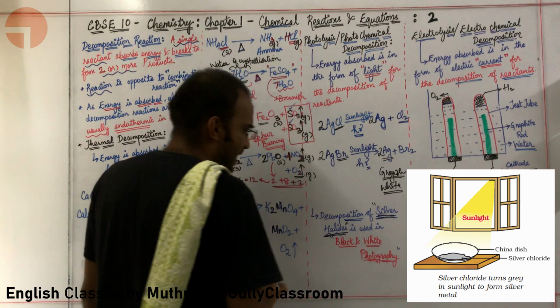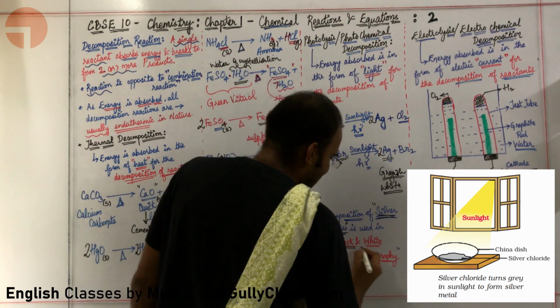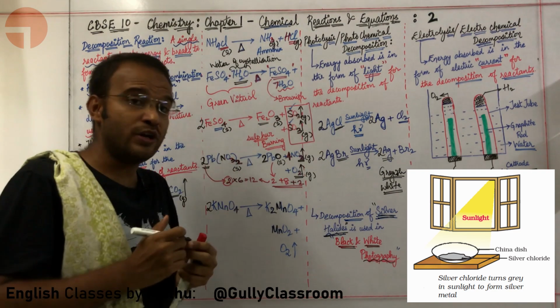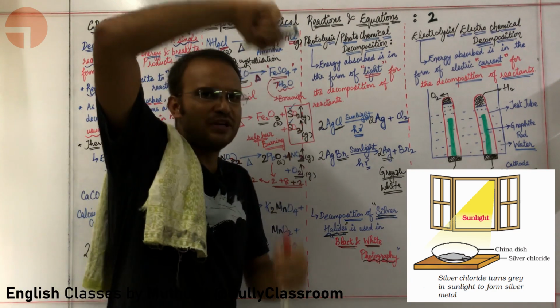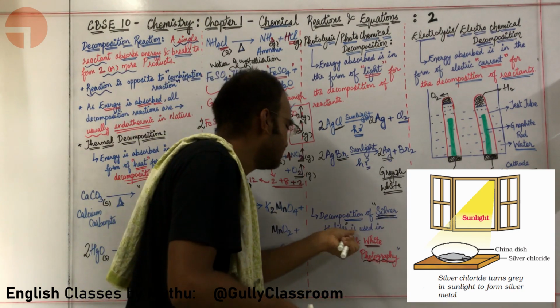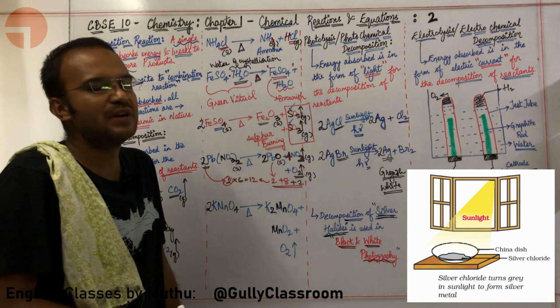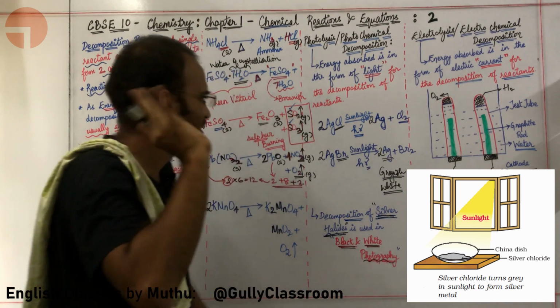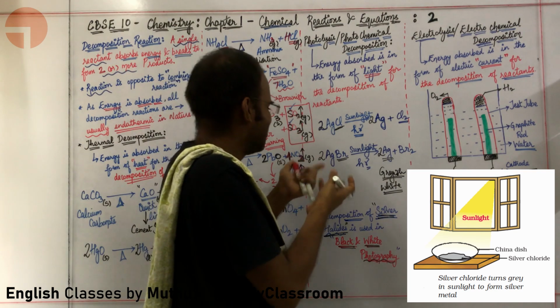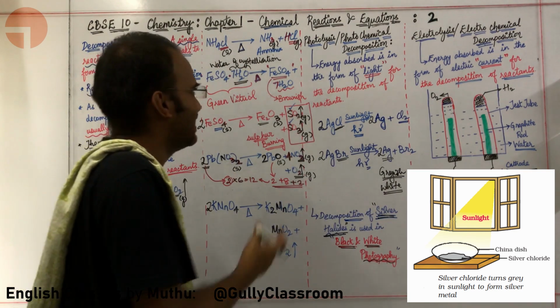Decomposition of silver halides is used in black and white photography. In olden days, they used to do black and white photography using film technology. In that type of technology, decomposition of silver halides was used. Anyway, right now we are using digital cameras, so there is no need for silver halides.